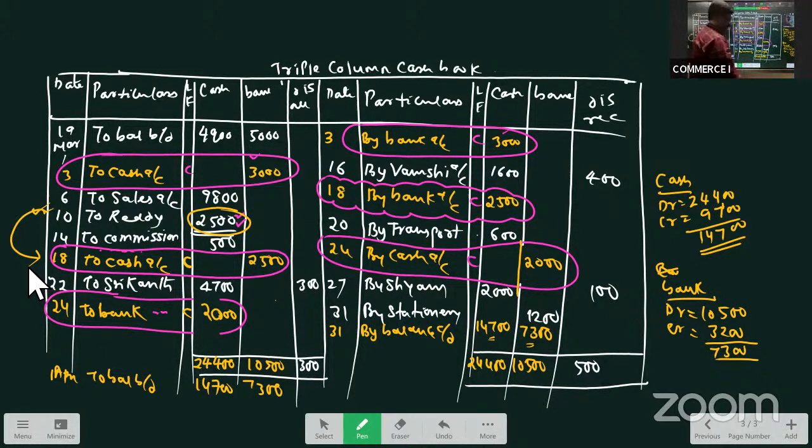Okay. We'll go to the next question. That is question number 13. Prepare triple column cash book from the following transactions: 2019 February 1, cash 9,350, bank 10,000, cash sales, sold furniture and received amount through Google Pay. So Google Pay is bank. Cash deposited into bank. What is it? Yes, it is a contra entry.